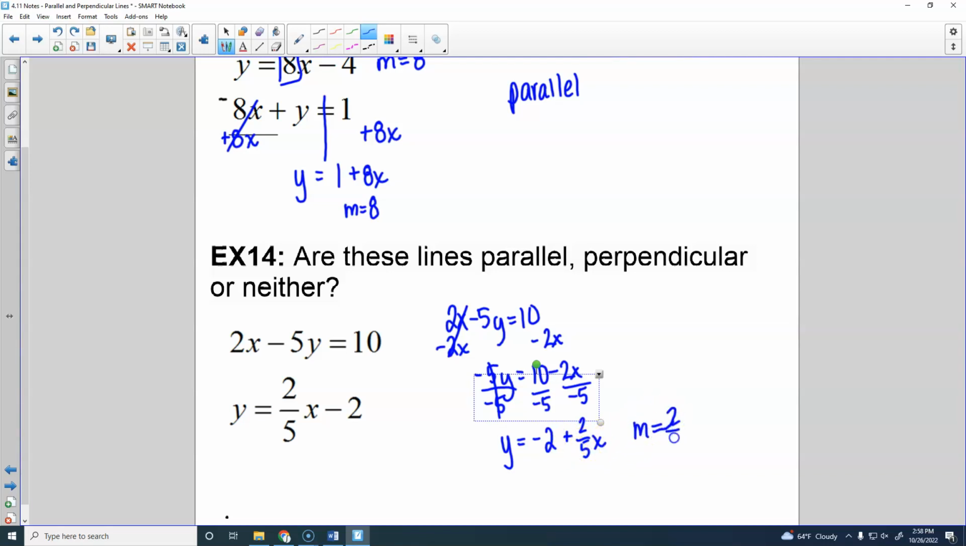2/5. Kama, what's the slope of this other line? 2/5. Are they parallel, perpendicular, or neither? It seems like they should be parallel, and I want to say they're parallel as well. But Isabella's paying closer attention than Kama and I, and she's saying neither. Why? The y-intercept right here is -2. The y-intercept right here is -2 as well. So this would be neither.